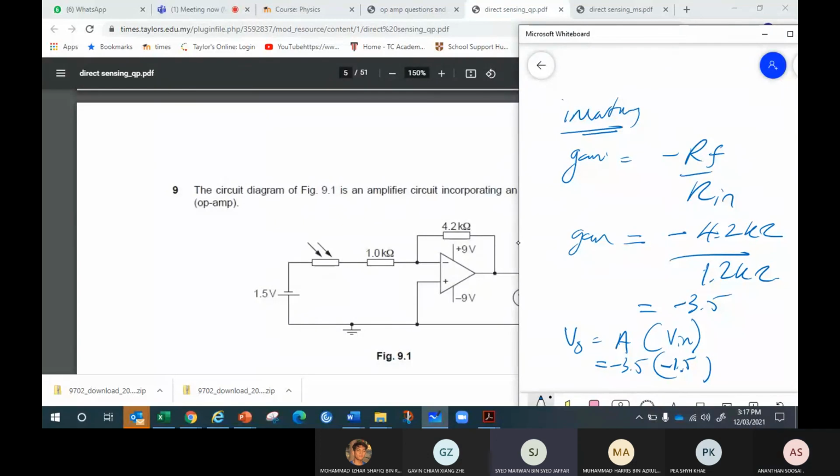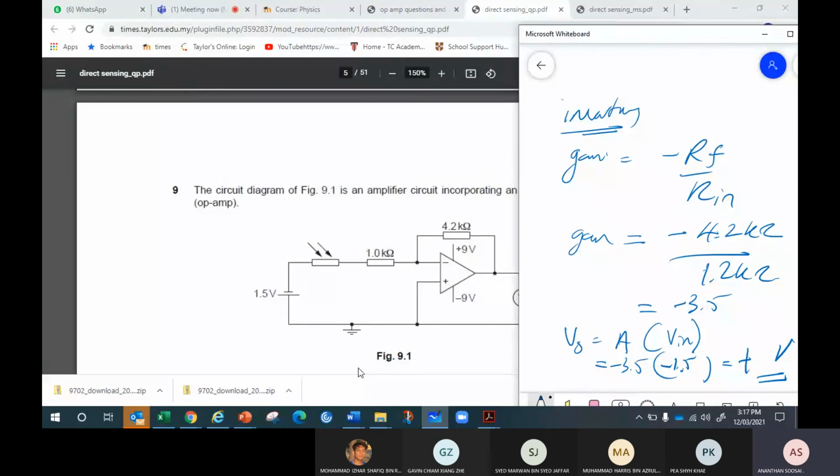Okay. So therefore the output will be what? 3.5 times 1.5. It's going to be a positive answer. Okay. 3.5 times 1.5 volt. So do you got the idea? Because the battery is the other way around, the battery negative terminal is up, so the input is negative 1.5.